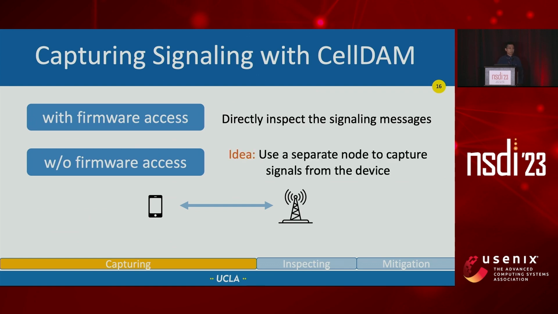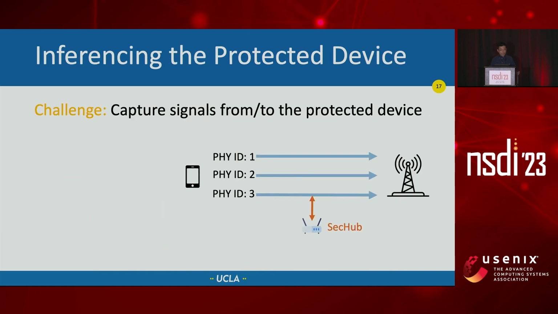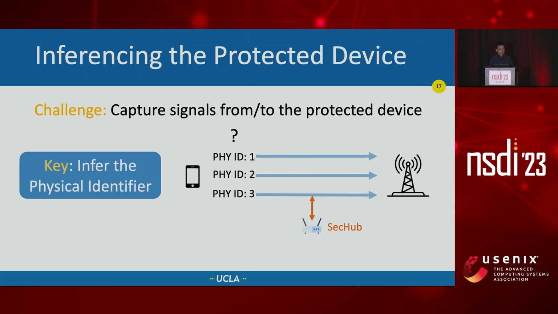So our solution is to use a separate node to capture the signals from the device. In our system, we have a separate device called SecHub, or Security Hub, which captures the wireless signals for the protected device and then uses the algorithms that we described before. How does it work? The challenge is that over the air, you have no idea which signals are from or to the protected device. You have to recognize which device is which. Different devices are assigned different physical layer IDs, the identifier for a device to recognize whether a message is for it or not. So the problem here is to infer the physical layer identifier. How to do that?